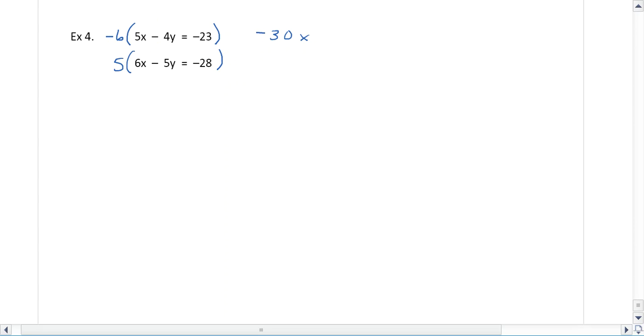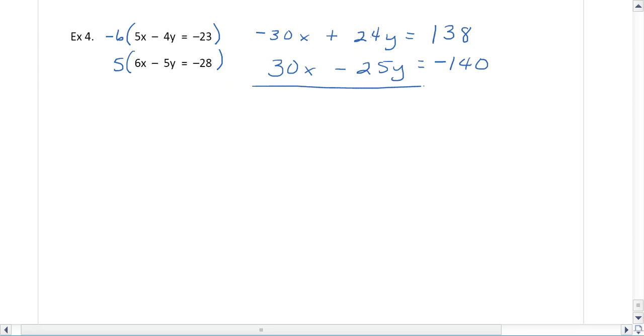So let's multiply everything by negative 6. And I get negative 30x plus 24y equals 138. And now multiplying everything in the bottom equation by 5 gives me 30x minus 25y equals a negative 140. So now we draw our line and add straight down, and the x's are gone, which is what we wanted to have happen. Positive 24, negative 25 is a negative 1.